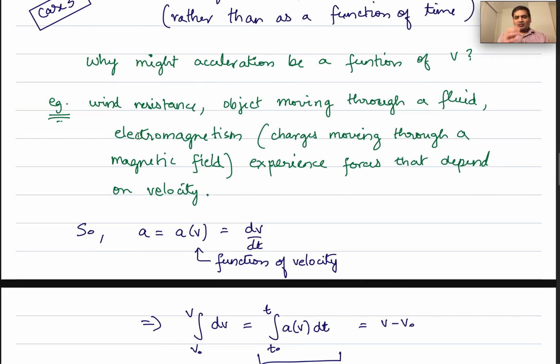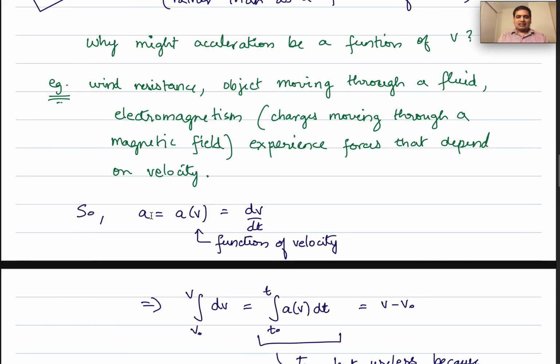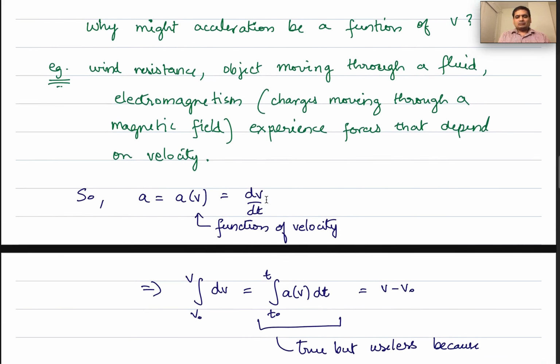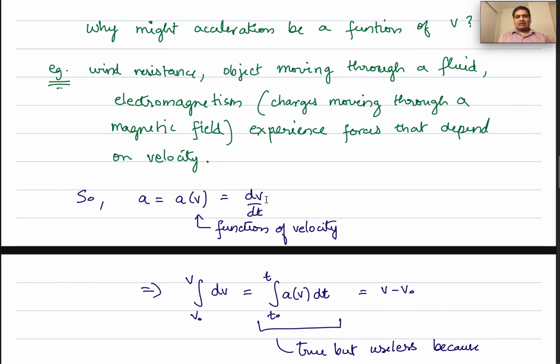Okay, so we see that forces can depend on velocity, and therefore accelerations can depend on velocity. So imagine, for instance, that acceleration is actually a of v. This represents that acceleration is a function of velocity, and this is equal to dv by dt. Still, it's the rate of change of velocity. So how do you integrate an equation like this?